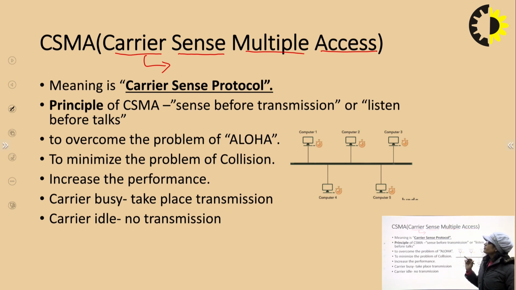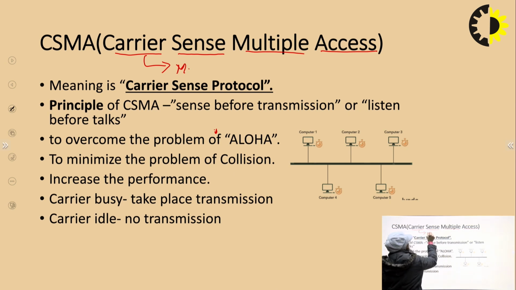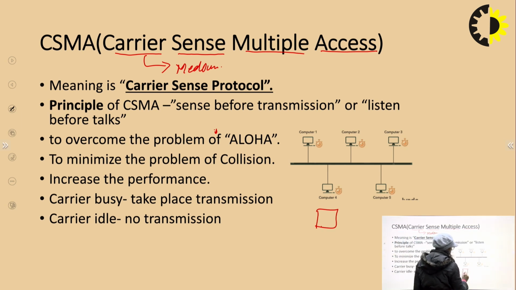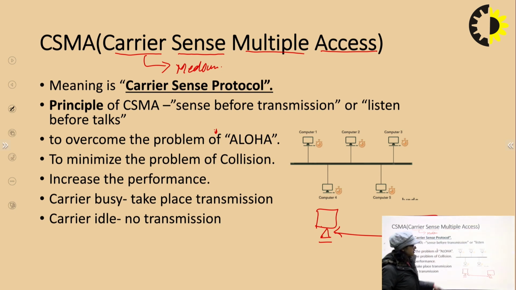So what is the meaning of carrier? Here the carrier means a medium. Carrier is nothing but a medium. So what is the medium? Medium is nothing but the interconnection between two devices, right? For example, if I communicate with you with the help of a network, the network through which we communicate with each other is the medium, right? So carrier is a medium.